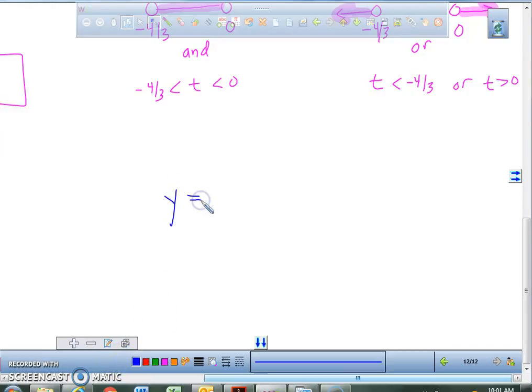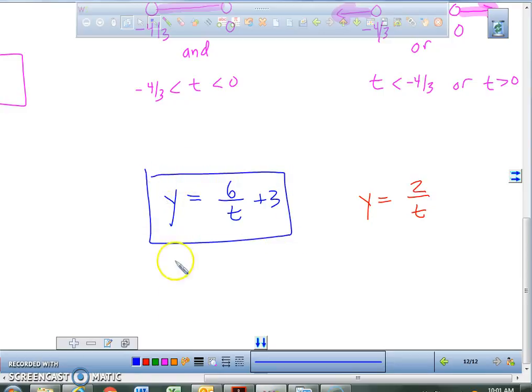The left side of the inequality sign, what's the rational expression on the left side? It's 6 over t plus 3. Okay, 6 over t plus 3. And then in red, I'm going to write y equals 2 over t. So what I want you to do right now, maybe by seeing it, you will believe it. If you guys are doubting Thomases, you can see it and believe it.